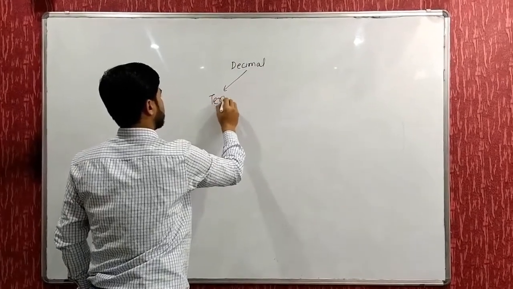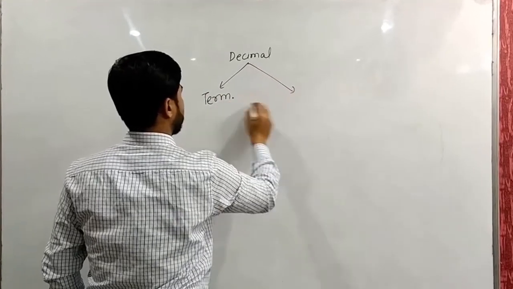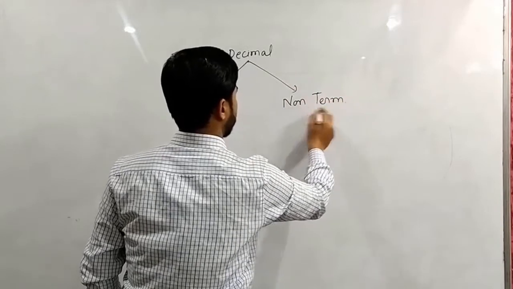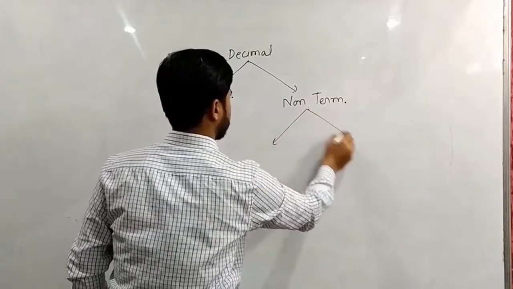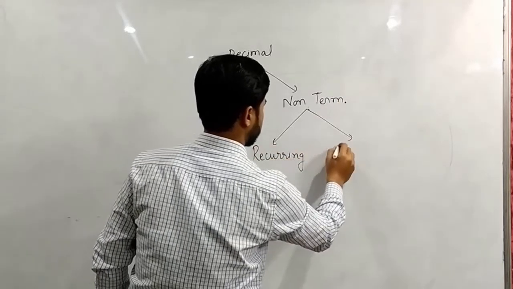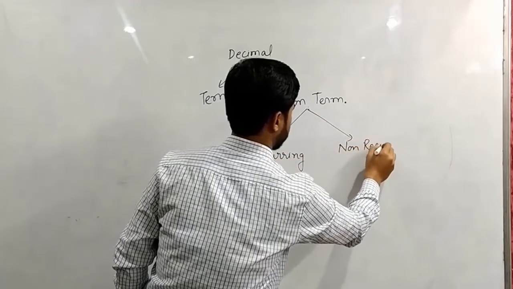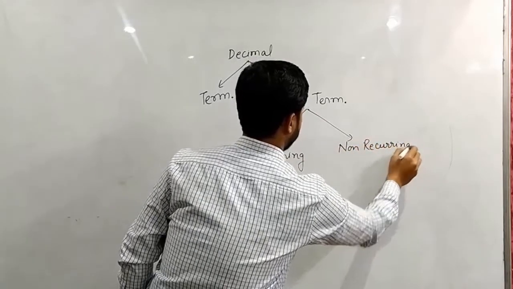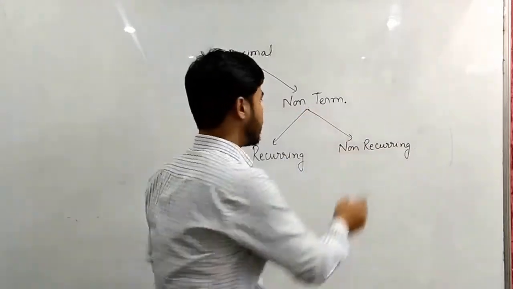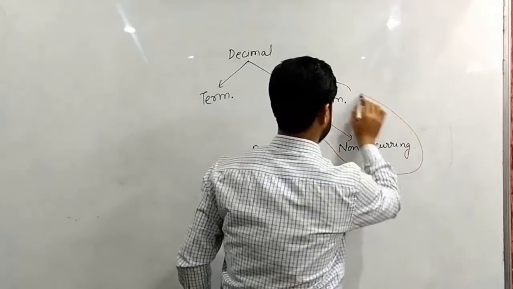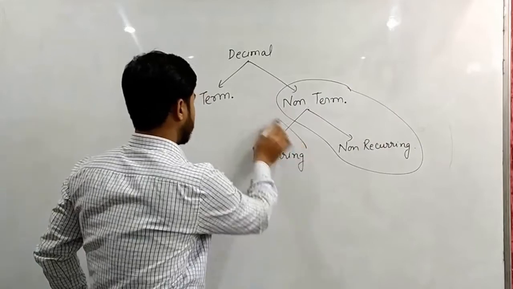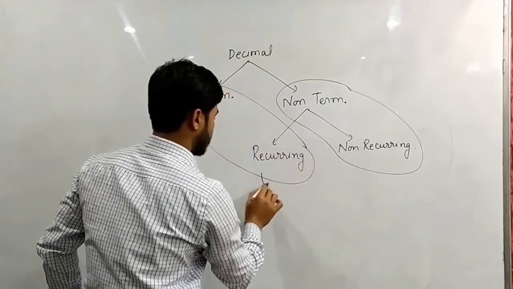the terminating ones come under the category of rational numbers, and non-terminating are divided into two parts. The first one is recurring decimal representations and the other one is non-recurring decimal representations. I explained in the last video that non-terminating and non-recurring comes under the category of irrational numbers. It means terminating and non-terminating recurring comes under the category of rational numbers.